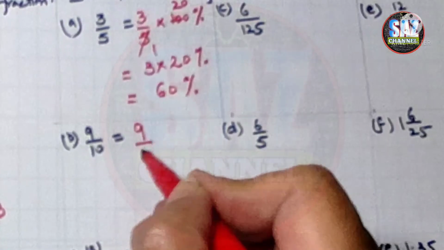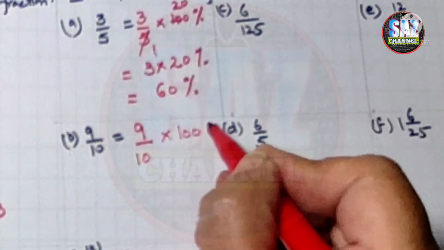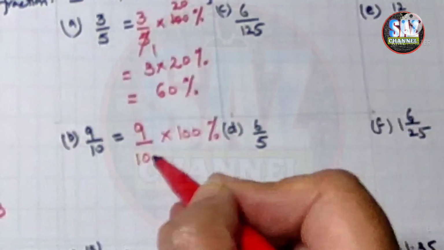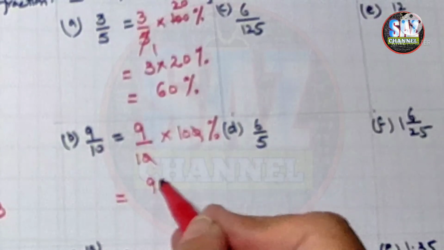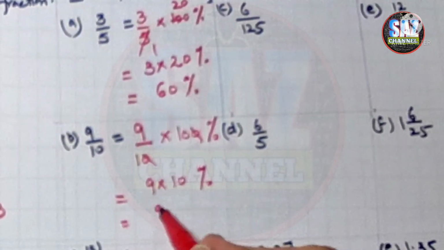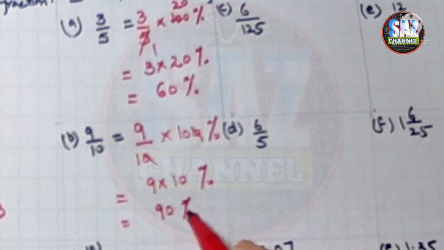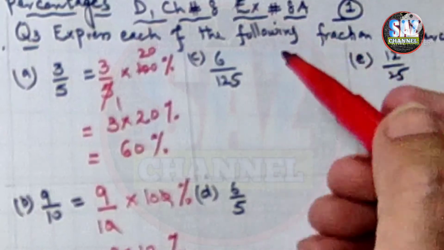And then the second part is 9 by 10. Again we have to convert it into a percentage, so what is the rule? Multiply it by 100%. The 10 goes into 100 ten times, and you're left with, students, 9 multiplied by 10, which is equal to 90%. Okay, 90%.